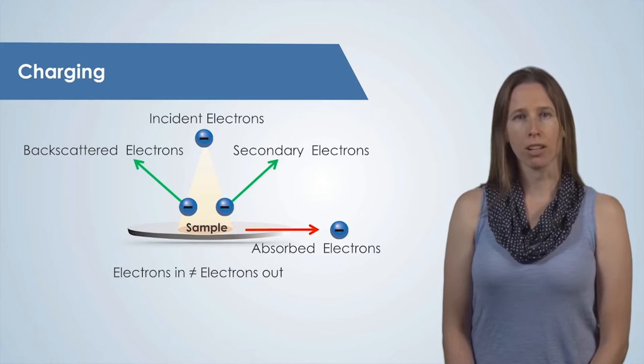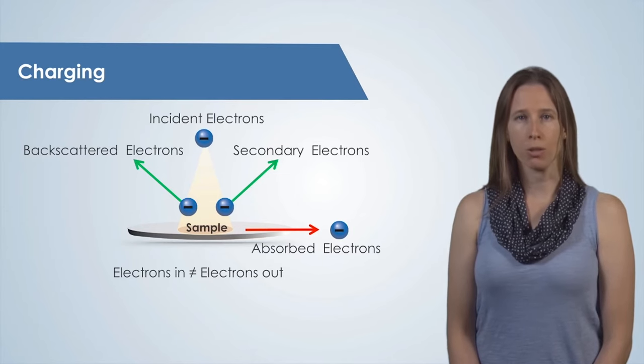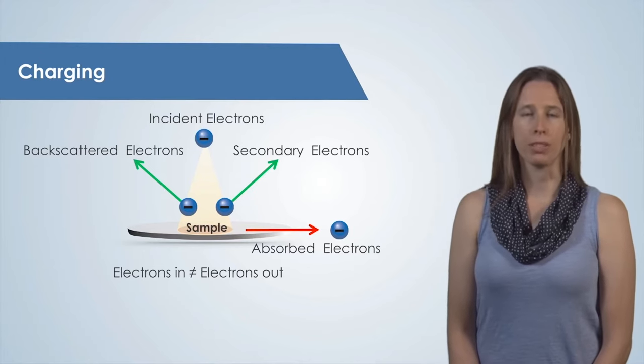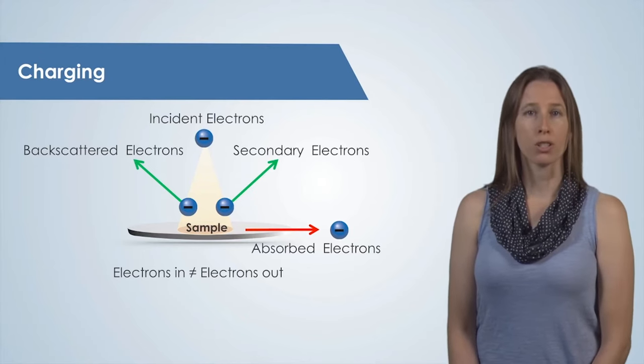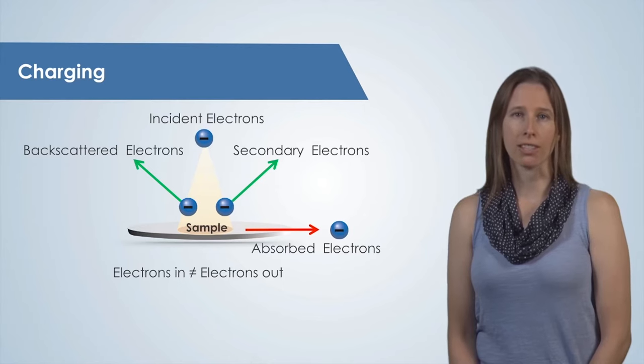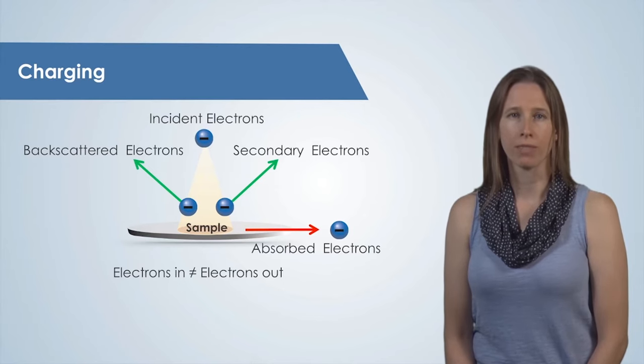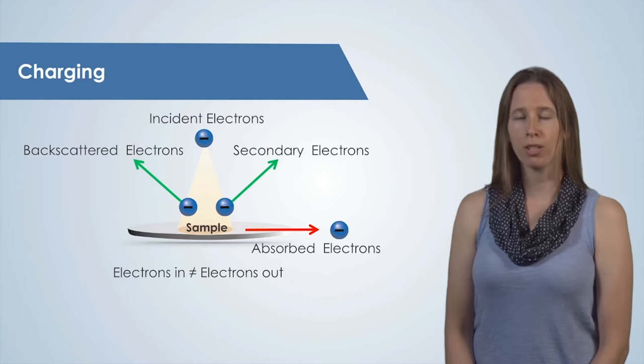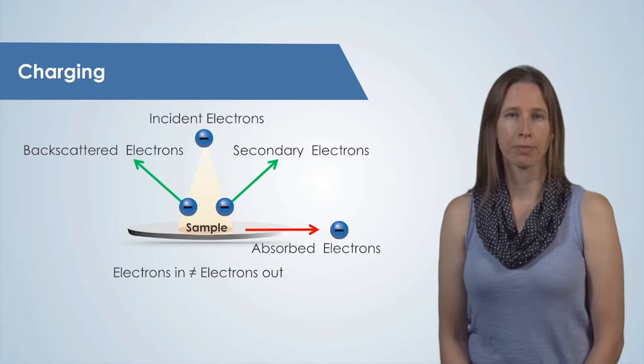If the number of electrons that strike the sample is not equal to the number of electrons that leave the sample, then the sample will build up a charge. This is called charging, and it negatively affects the quality of the resulting image. In order to prevent charging, many SEM samples are coated with a thin layer of metal.